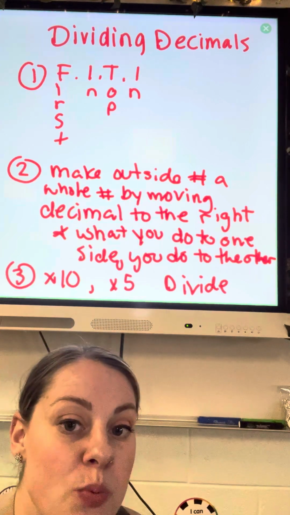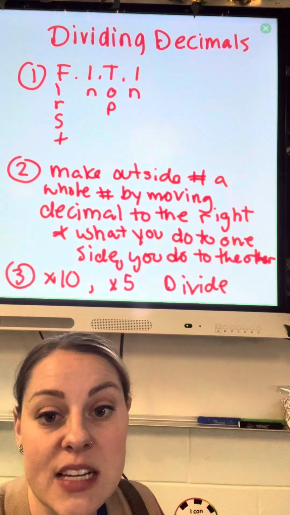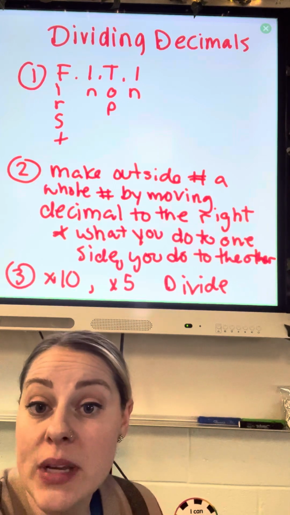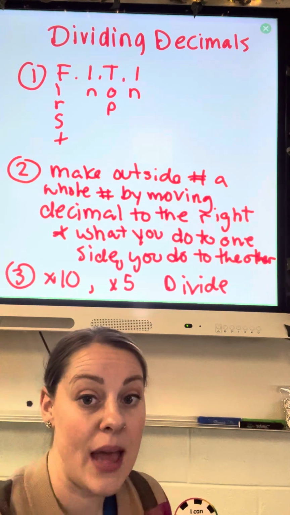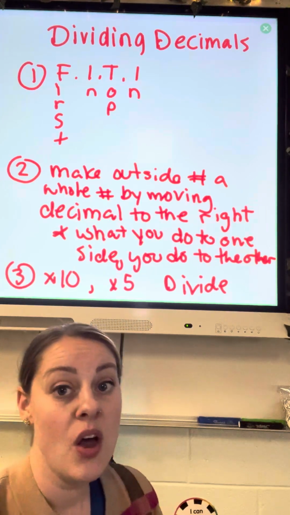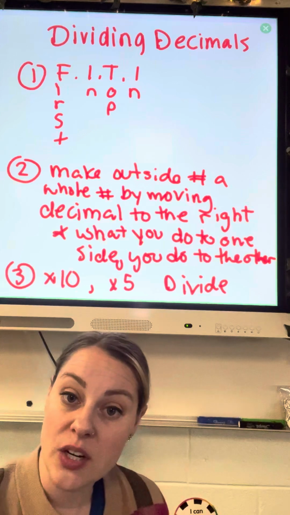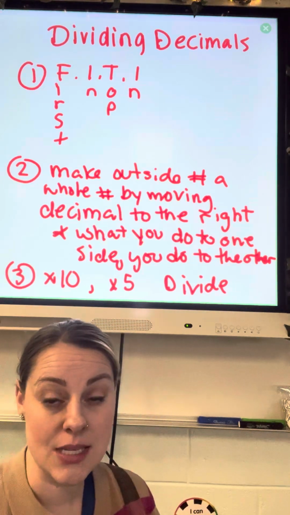What you want to do is with your outside number, you want to make it a whole number by moving the decimal to the right. So if I had 1.2, I would just have to move the decimal once to the right to make it 12. If I had 0.12, I would have to move it twice to make it 12. What you do to one side, you do to the other. If I move the decimal 5 times on the outside, I move the decimal 5 times on the inside.